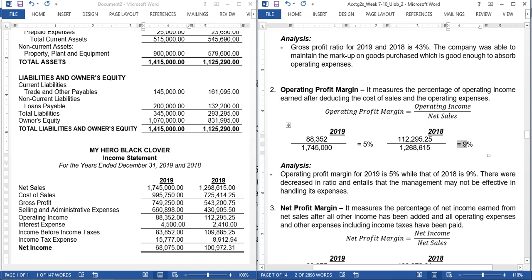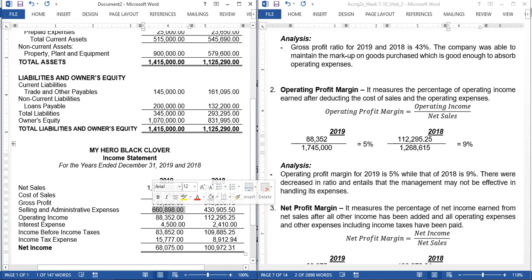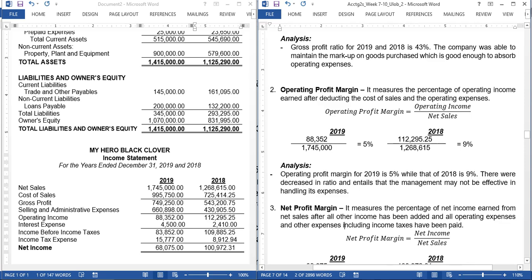This indicates management may not be effective in handling expenses. Kasi so as you can see, ang laki ng expenses, selling and admin, di ba? Grabe, oh. Okay? There may be a check. Okay? Baka may malaking expenses. Okay? Nagagasto sa company. Which is not necessary. So, mag-cost cutting na sila.